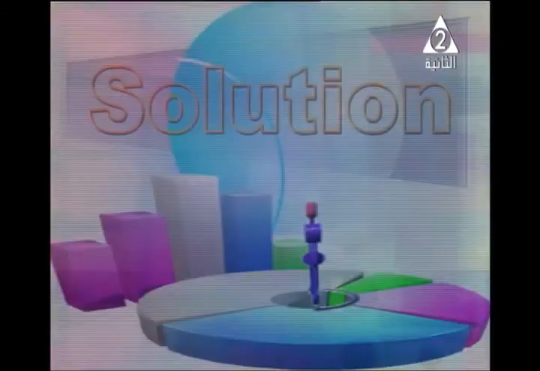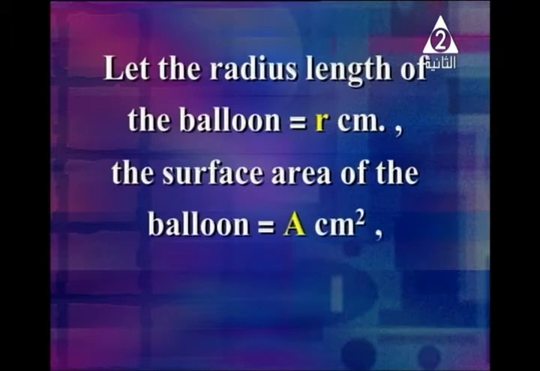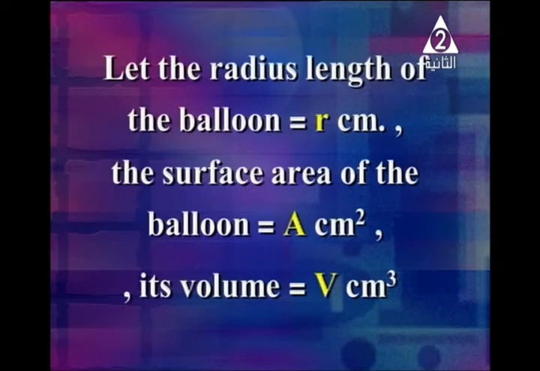Solution. Dear student, let the radius length of the balloon equal R, the surface area of the balloon equal capital A centimeter squared, and the volume equal V cubic centimeter. Then, what is the volume of a sphere? 4/3 pi R to the power 3. This is the rule: volume of a sphere equals 4/3 pi R cubed.